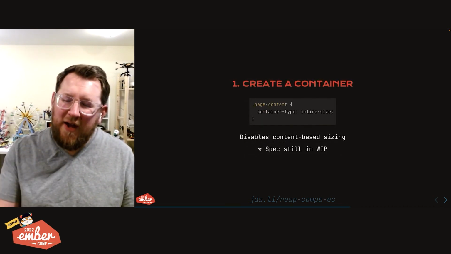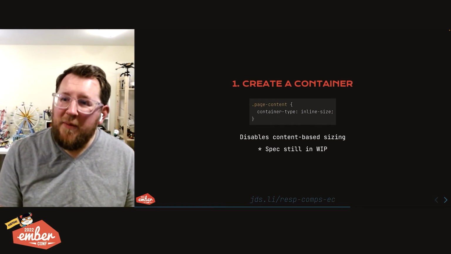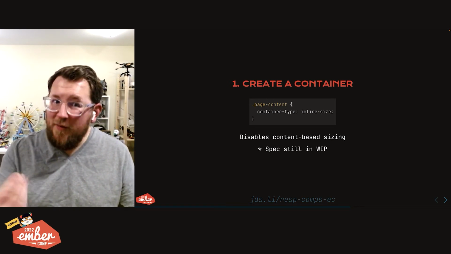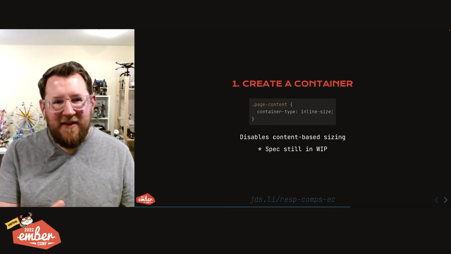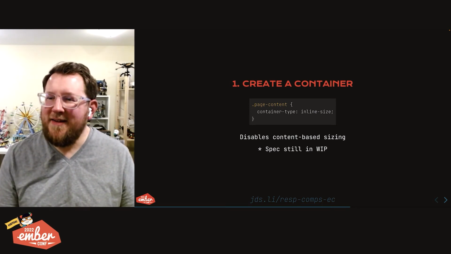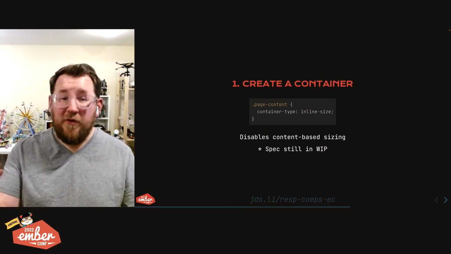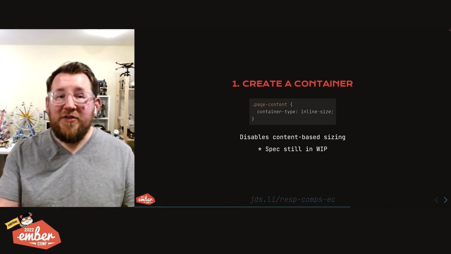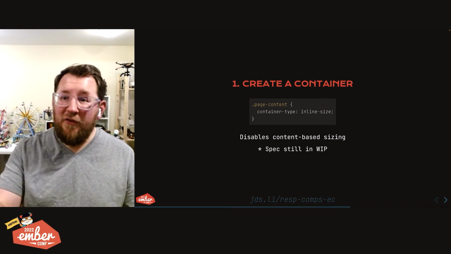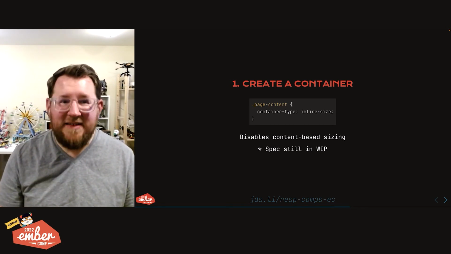So step one, create a container. Here we're using the CSS property container type. This is what works now. The first time I gave this talk, it was slightly different. I had to edit my code and my demos. So this is a work in progress specification. What this does is it creates a container and it disables content-based sizing. So now the children of this container no longer give it any size.